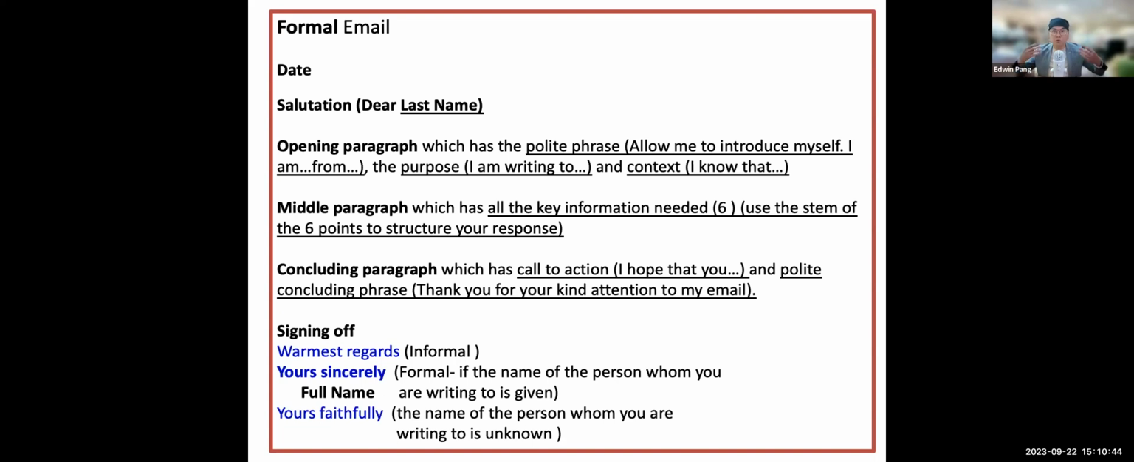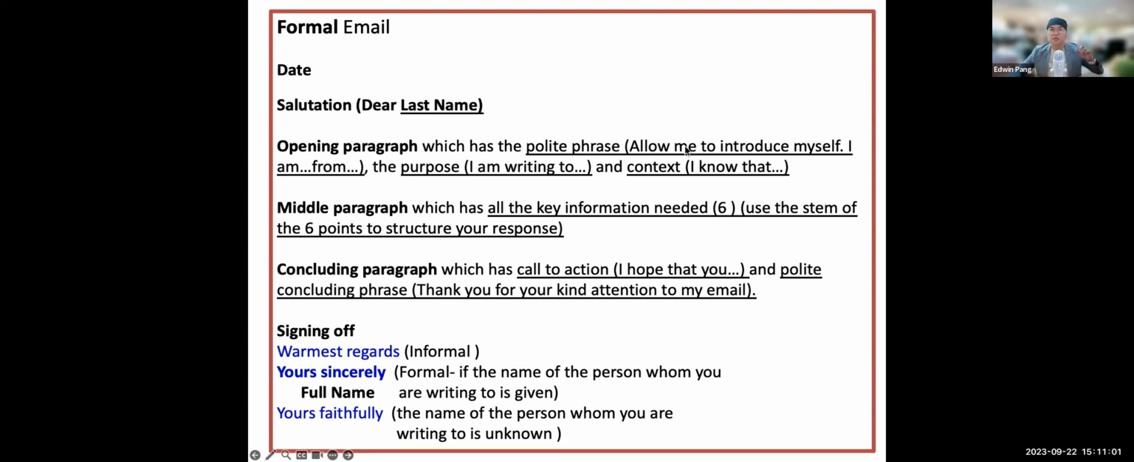Why? Because who the person is will determine what he can do for you, right? As the manager, he can help you. As the teacher, she can help you. As the principal, she can do something about it. So the title follows the call to action. Okay? So date, salutation, opening paragraph must always have a polite phrase.